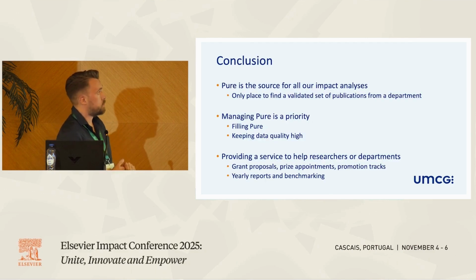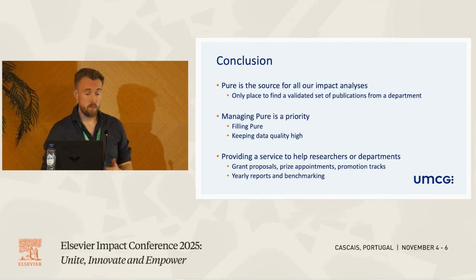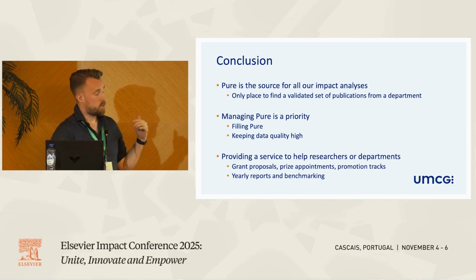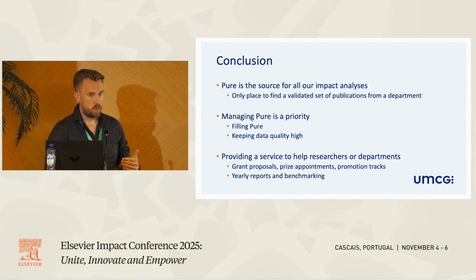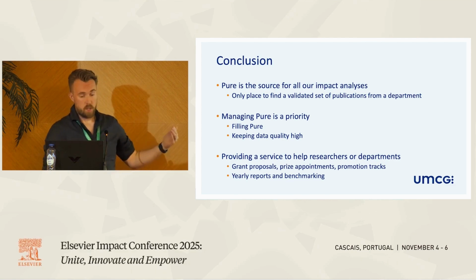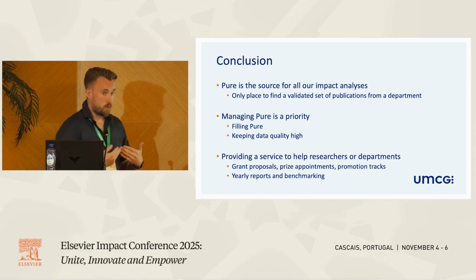Well, to conclude, Pure is a source for all of our impact analyses. It's the only place that we have where we can find a validated set of publications from a department. That means that managing Pure for us is a priority. We need to make sure that Pure is complete, and we need to make sure that the data is correct. Because we as a library have taken up this role to manage Pure and also do the impact analyses, that makes that we as a library can provide a service to help researchers and departments, which gives us a very central role within the organization. Because for a lot of things like grant proposals, prize appointments, promotion tracks, or yearly reports, or benchmarking, the institution, the department, and the people will always come to us for help.